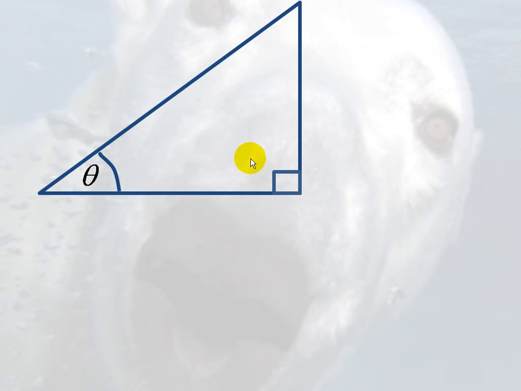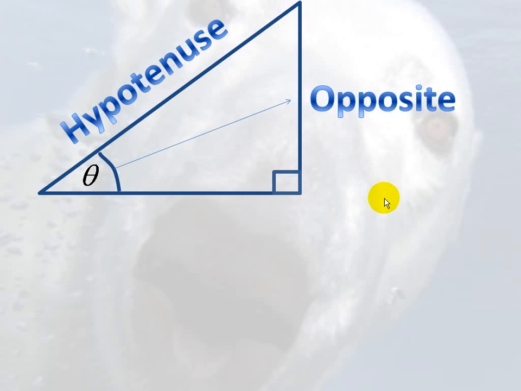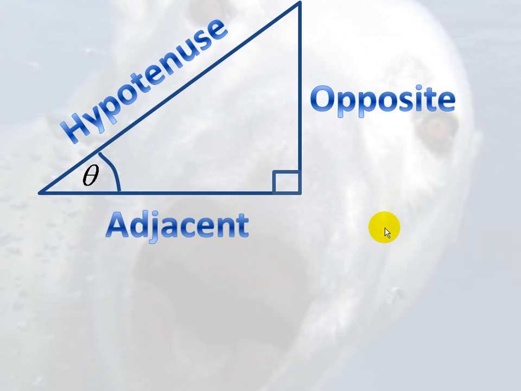Now, remember, all right triangles have the side opposite the right angle called the hypotenuse. So all right triangles have a hypotenuse. And then, any angle that you choose in this triangle has an opposite side, and we'll just refer to that as the opposite side. And then the remaining side we'll call the adjacent side. So we have the hypotenuse, the side opposite, and then the side adjacent.